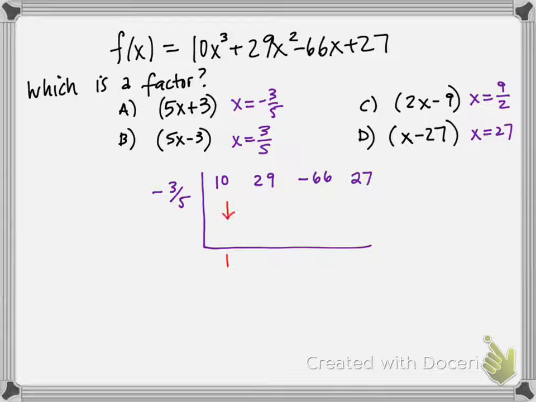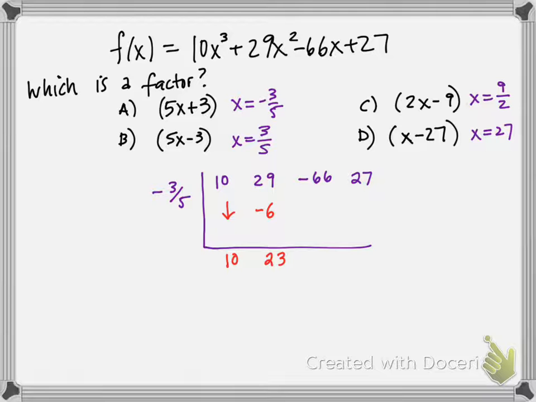So let's drop down our 10. Now I need to take 10 and multiply it by negative 3/5. Essentially all I'm doing is taking 10 and multiplying it by negative 3 and then dividing that answer by the 5. So 10 times negative 3 is negative 30, and negative 30 divided by 5 is negative 6. Now I add these together. 29 plus a negative 6 is 23.